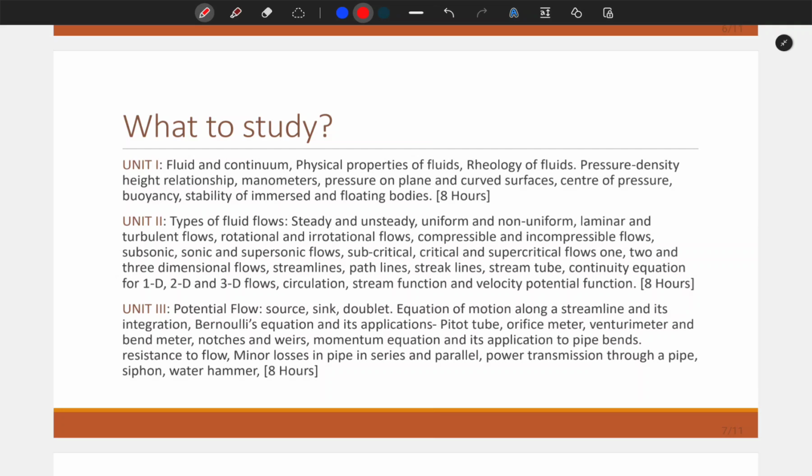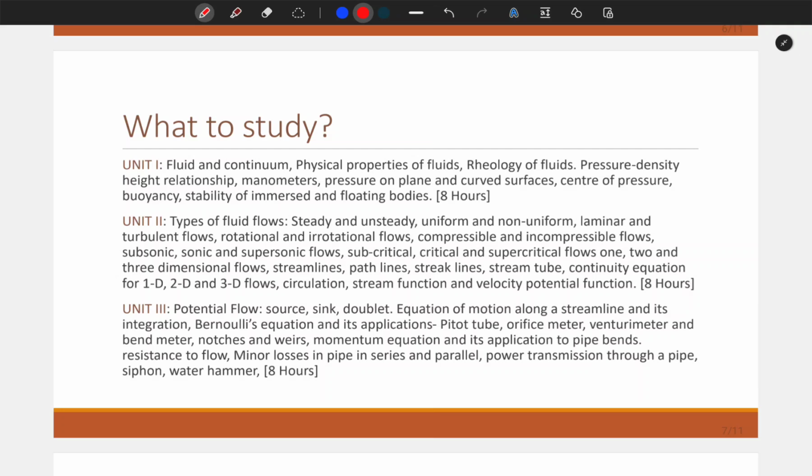In Unit 3, we will study fluid dynamics, where we learn a very important principle like Bernoulli's equation and the applications of Bernoulli's principle, like the devices pitot tube, orifice meter, venturi meter and bend meter. These work on the principle of Bernoulli's theorem, and these devices are used to measure the discharge or velocity of flow at any point in a fluid through a pipe.